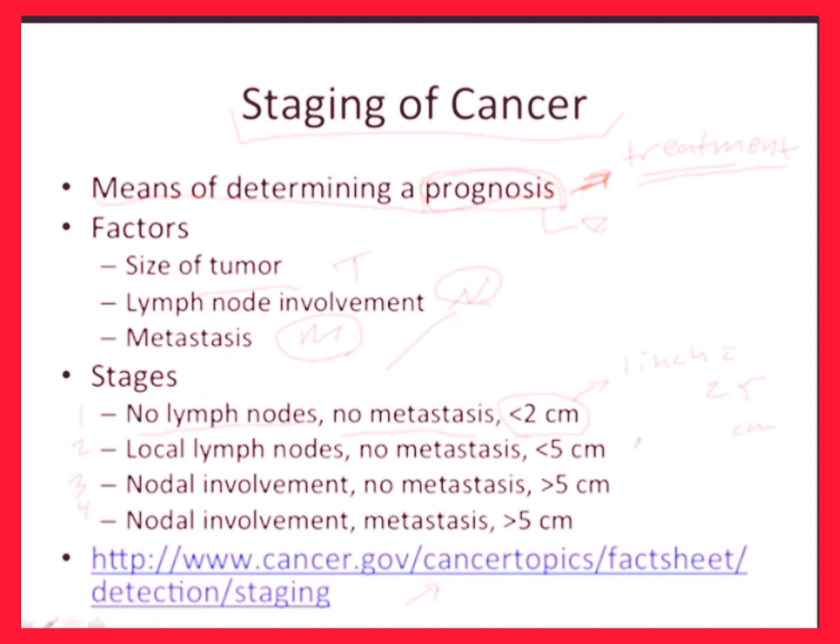Now these middle stages, 2 and 3. If someone is diagnosed with a stage 2 tumor, what we're saying is that there's local node involvement, there's still no metastasis occurring, and the tumor is under 5 centimeters in diameter, so under 2 inches in diameter. If we're thinking of stage 3, there's nodal involvement, so it's spread to nodes outside of the local area.